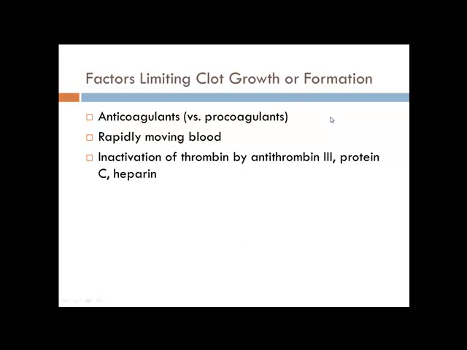Factors limiting clot growth or formation: you can have anticoagulants such as antithrombin or protein C or heparin. All right, rapidly moving blood. These guys will make it harder to form a clot because the fibrin will have a harder time making a network and it won't be able to stop everything as easily.